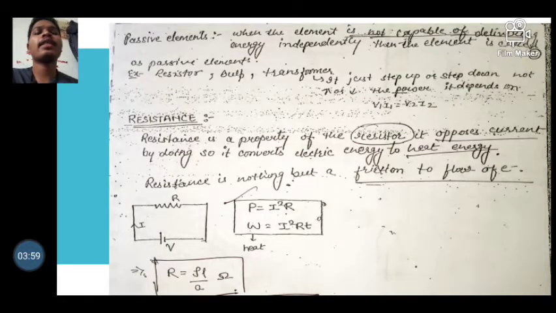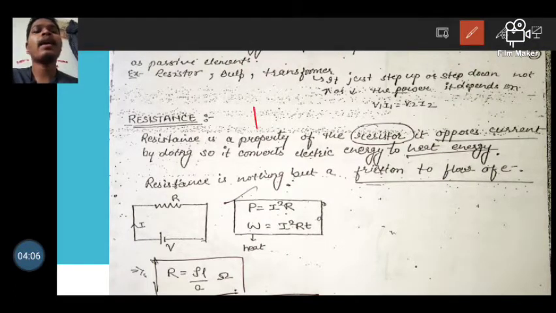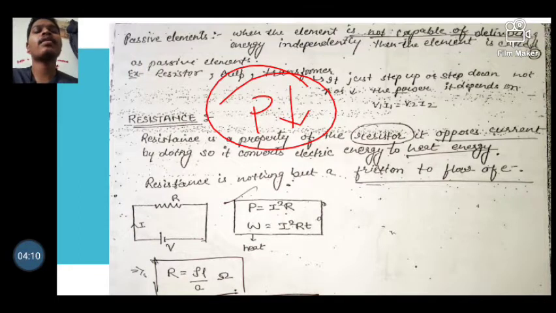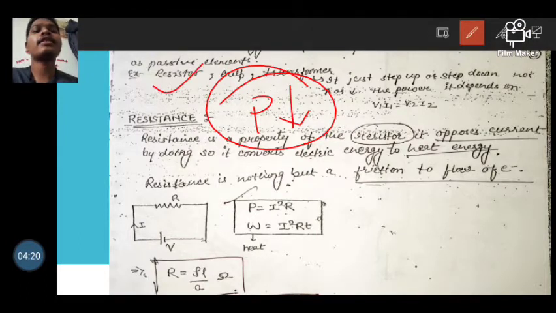Here, a passive element is an element that is not capable of delivering energy. That means it absorbs the energy, that's why it is called a passive element. When the element is not capable of delivering energy independently, then the element is called a passive element. Passive element examples are resistors, bulb and transformer.